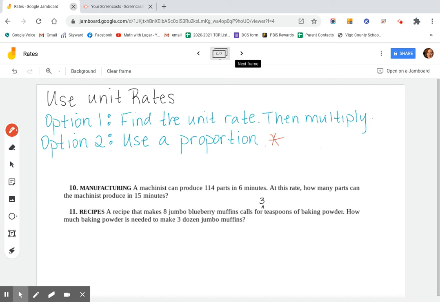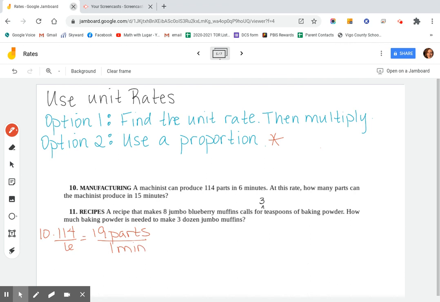Let me show you. Number 10, it says a machinist can produce 114 parts in 6 minutes. At this rate, how many parts can the machinist produce in 15 minutes? So here is method number 1. I'm going to find the unit rate first. I'm going to take 114 divided by 6, and that gives me, I believe, 19, but I tend to do stupid stuff when I'm making videos, so I'm going to check myself. This is 19 parts in every 1 minute.